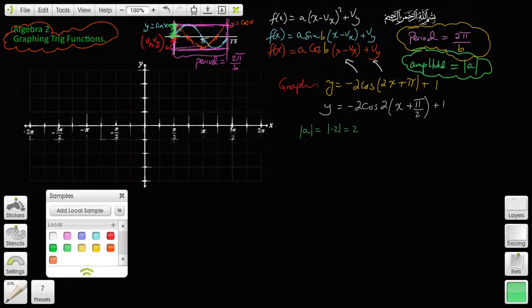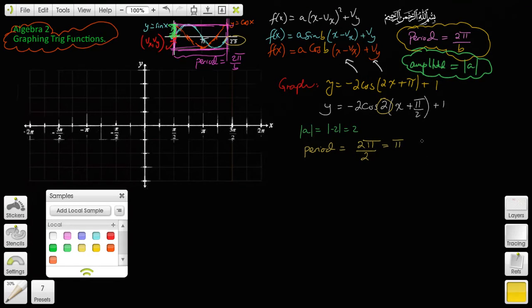All right, and let's do the period. Shall we do the period? Okay, so the period is going to be 2 pi divided by this 2 over here, and that's going to be pi. In other words, this graph is going to do one cycle in pi instead of the usual 2 pi. This is going to be a busier graph.